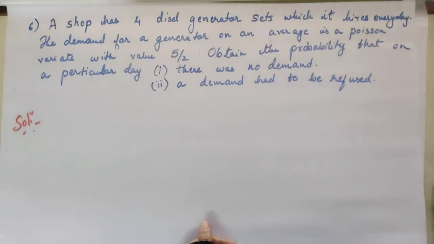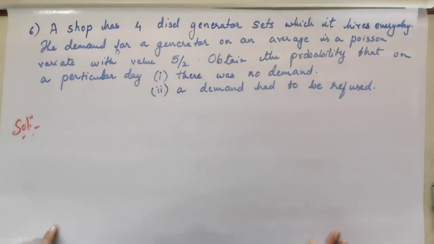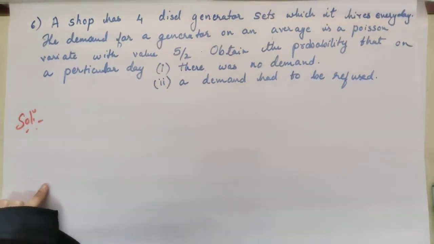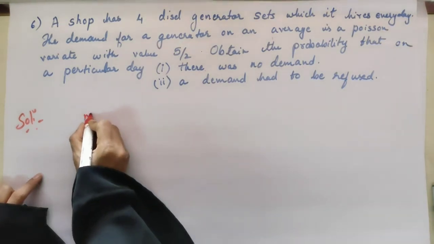When all the diesel generators have already been hired and another person comes with the same demand for a generator, then obviously the person has to be refused. Okay, so let's solve this. It's very simple. The mean value is given to you, and it follows the Poisson variate. So m is equal to 5/2.